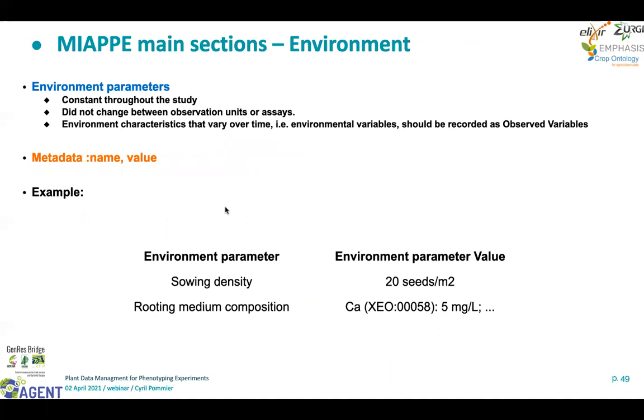Finally, you've got environment parameters. They are constant through the study. They don't change between observation units or assays. Are there environment characteristics that vary over time? No, they are not. Those environment variables should be recorded as observed variables. Rain, for instance, should be recorded as an observed variable. The metadata are name and value, and some examples are the sowing density, the rooting medium composition, etc.